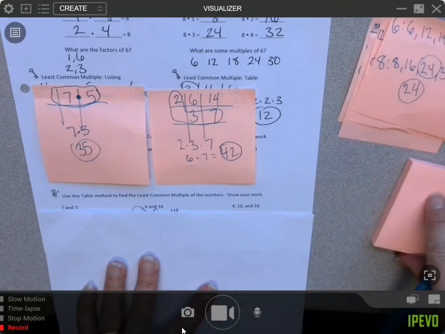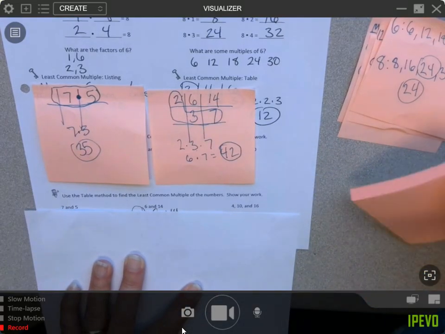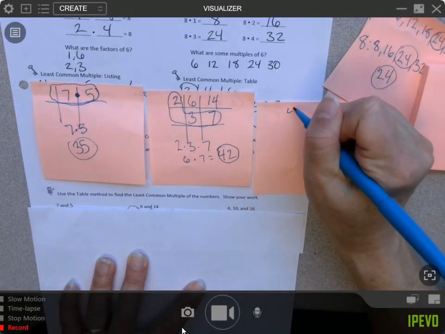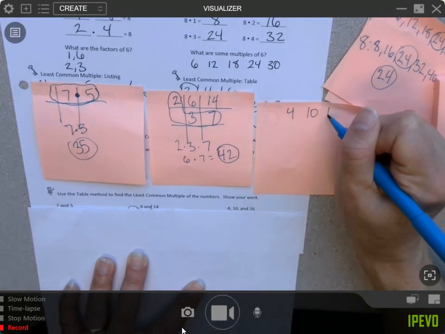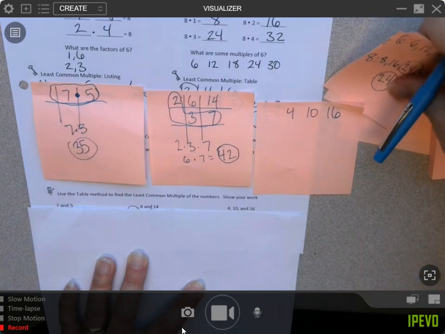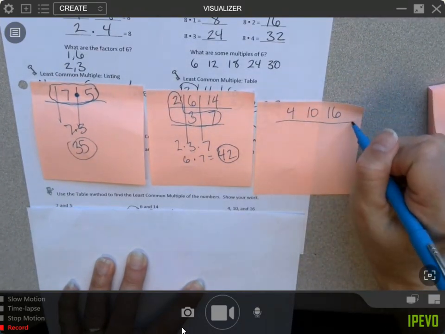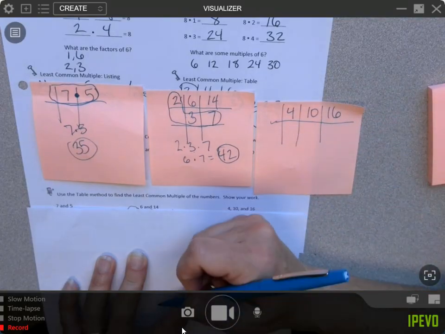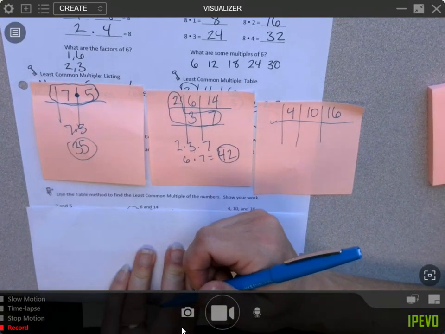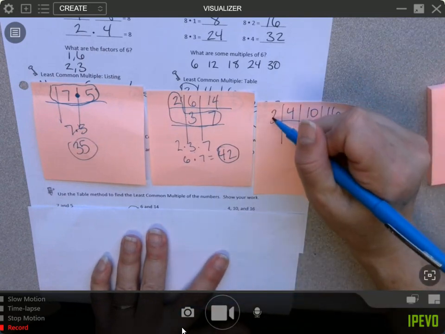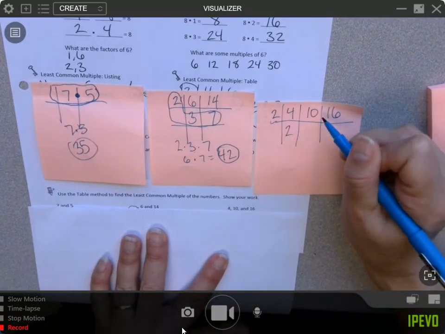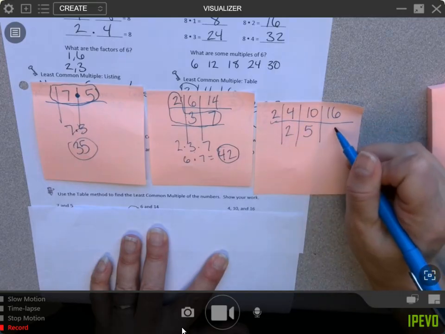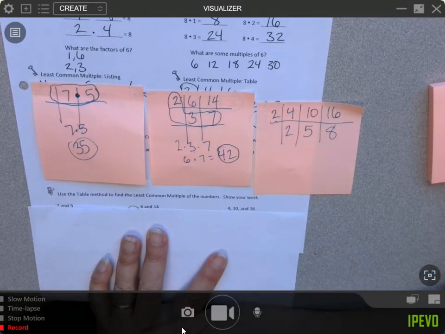Let's look at our last one. The last one is 4, 10, and 16. What number can I pull out of all three of those? Maddie? 2. A 2. 4 divided by 2 is 2. 10 divided by 2 is 5. 16 divided by 2 is 8.